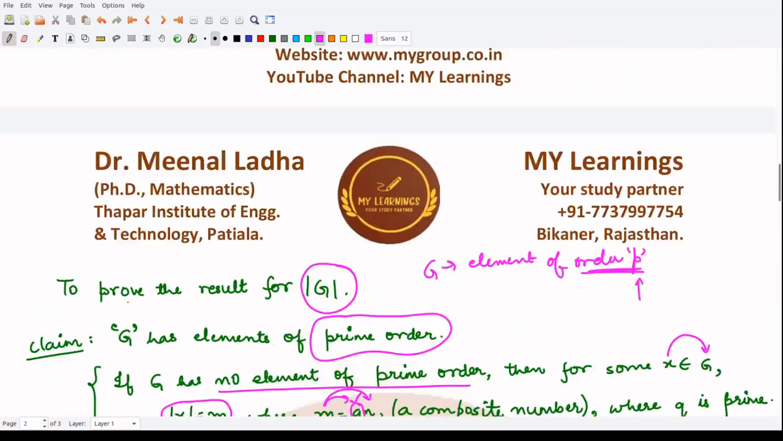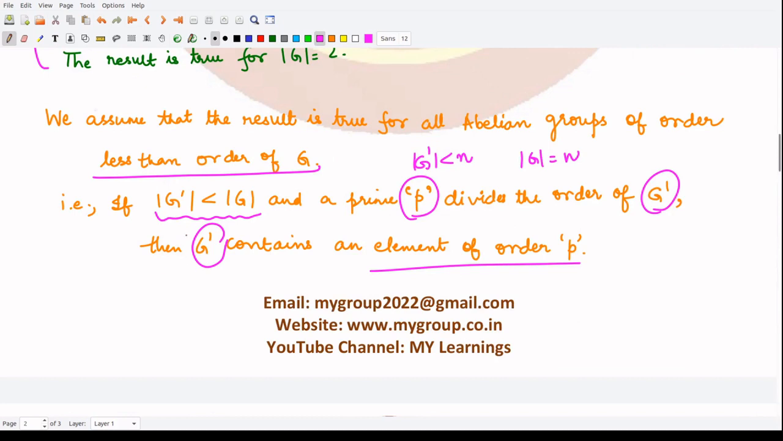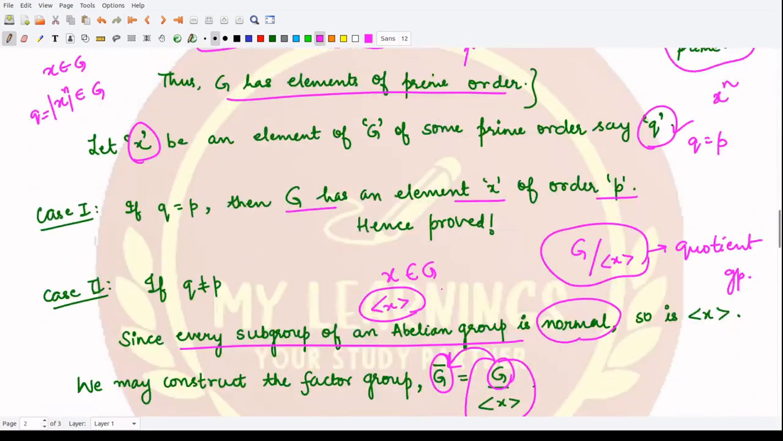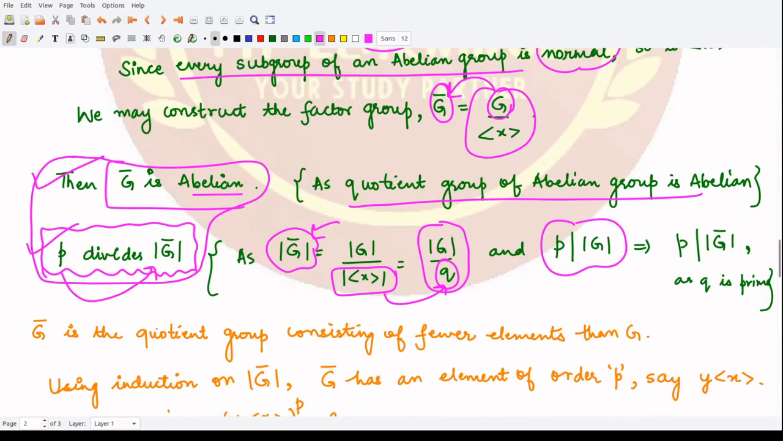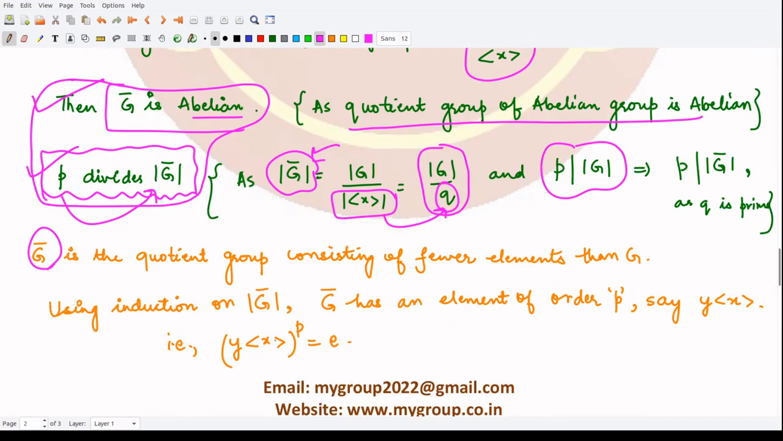Now you can look at your hypothesis here. If you have a group of order less than the order of group G, and P divides its order, then that group would contain an element of order P. So here we are saying a similar thing, that G bar is an abelian group such that P divides its order. Then by the hypothesis, G bar would contain an element of order P, right?